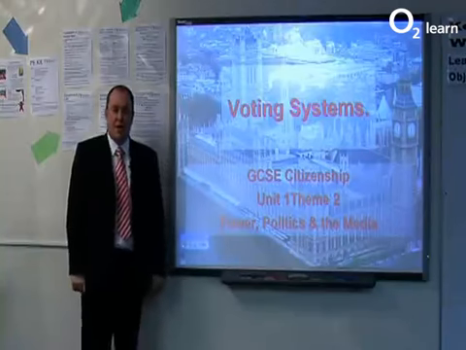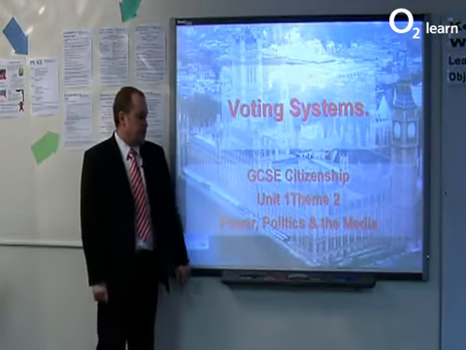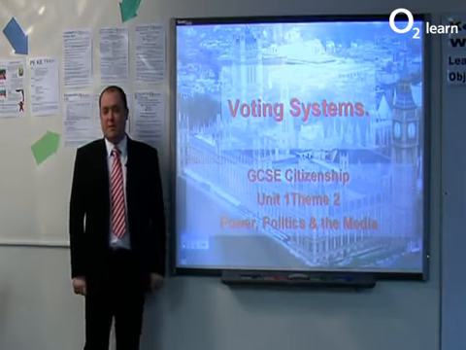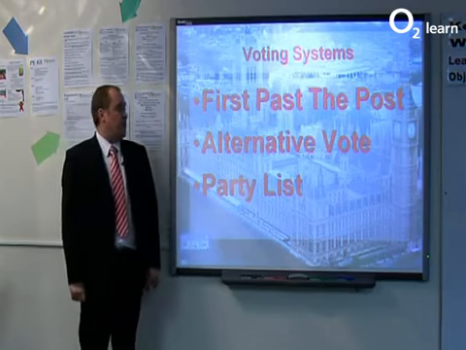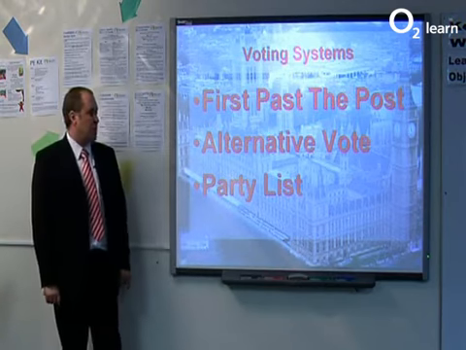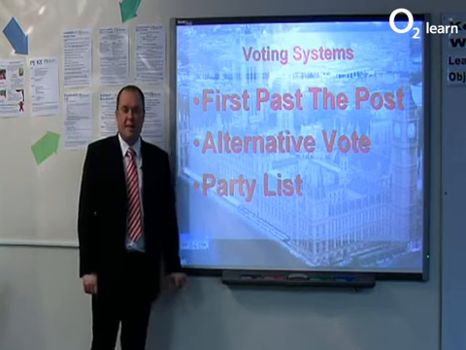Today I'm going to talk to you about voting systems, linking it into the unit model, Power, Politics and Media in GCSE Citizenship. The three models that we're going to look at are first past the post, alternative vote and the party list system.